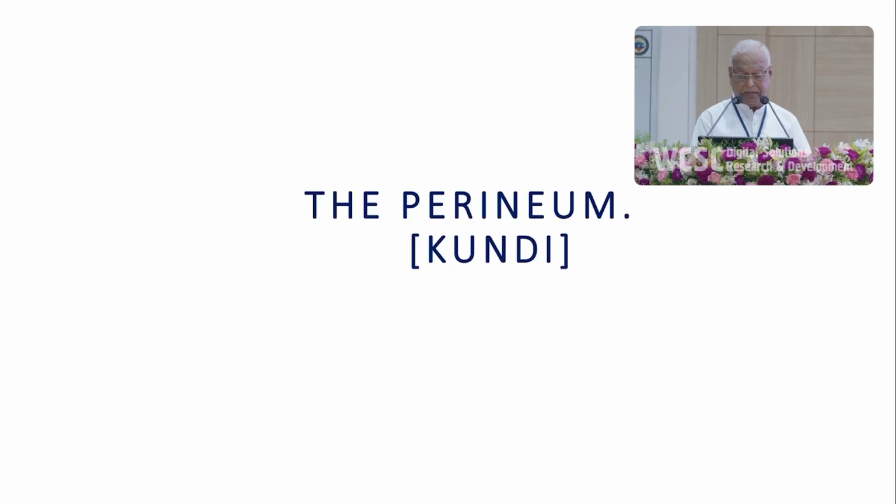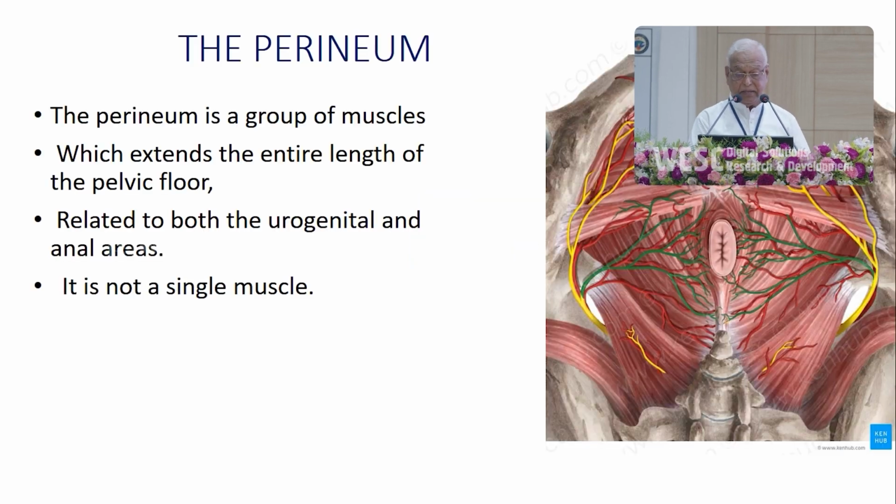And now let us see the perineum or the Kundi. It is not a simple area, it's a group of muscles. Our advantage is that it is supplied by only one nerve, called the pudendal nerve. That pudendal nerve gives us the advantage in the Kayakalpa. Let me explain that later.